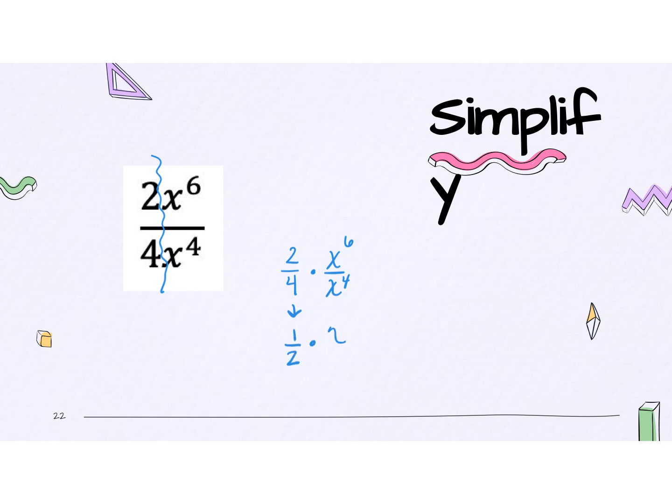This becomes x to the power of 6 minus 4. This becomes 1/2 times x to the power of 2. And then you have to put it back together. X squared times 1 is x squared all over 2.